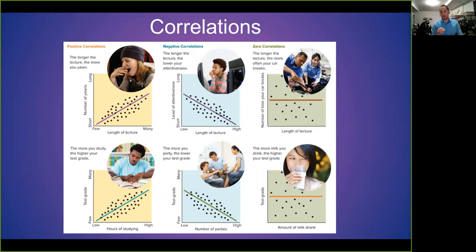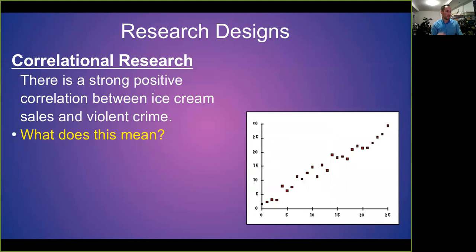Now, some of these relationships that we've been talking about are probably causal. So the length of a lecture is probably causally related, like it's kind of causing more tiredness because it's going longer. But correlation does not mean causation. Let's give an example. This is a graph. Well, it's not actually the graph, but it's an example of the graph. This is a graph of the correlation. It's a strong positive correlation between ice cream sales and violent crime.